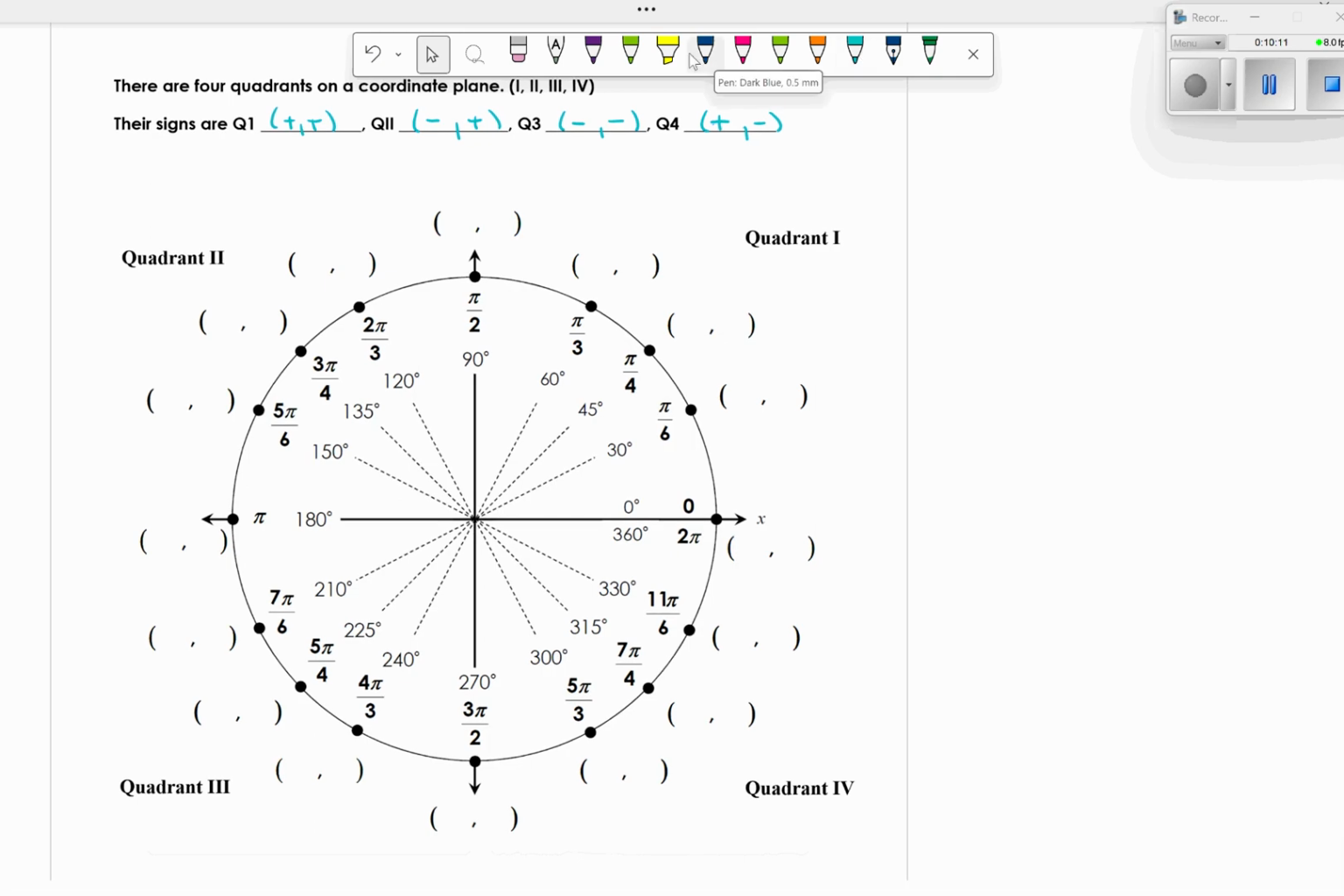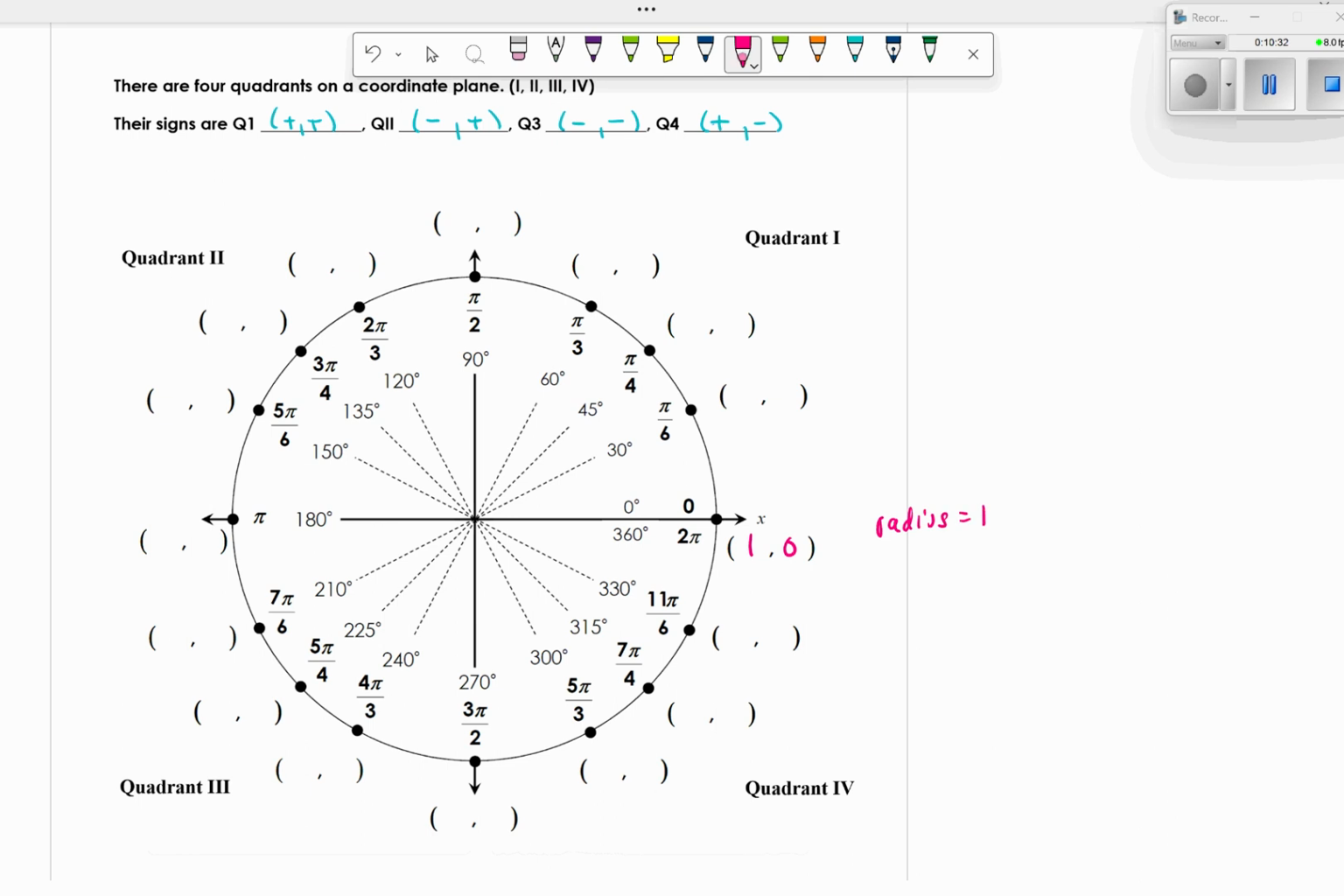Let's go ahead and just fill in those points that we just did, so you can just copy them down from what I have. The only ones we didn't do were the quadrantal angles, which are on the axes. So we have 1, 0, right? Because if this is the hypotenuse, if it's a unit circle, the radius is 1.